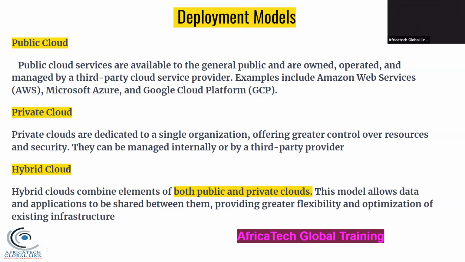So now the hybrid is combining the private and the public. When we talk about hybrid in everything, you have to know that it's a combination of two things, right? Hybrid cloud combines elements of both the public and what? Private. This model allows data and applications to be shared between them, providing greater flexibility and optimization. So just imagine a company. You are Google. Google has a private cloud that no one can access. You cannot access, I cannot access.